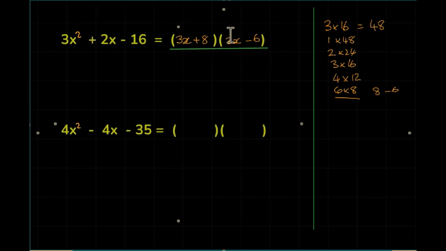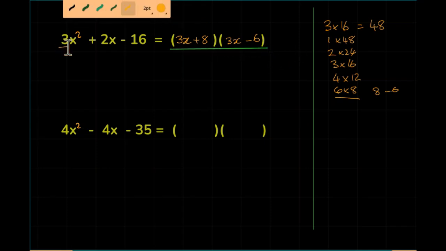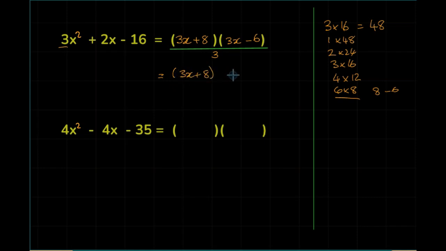Let's just divide then, and we need to divide by 3 because that's the leading coefficient. So does 3 go into 3x plus 8? It doesn't go into both terms, so I can't divide it into that bracket, but I can divide it into the second bracket. So 3x plus 8 times x minus 2, and you can check that you get the middle term of 2x if you want to.